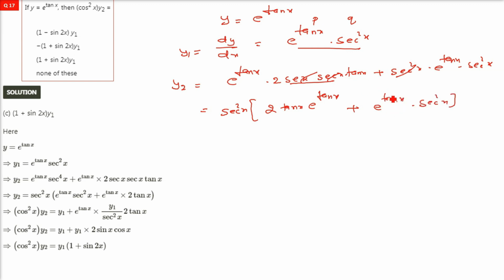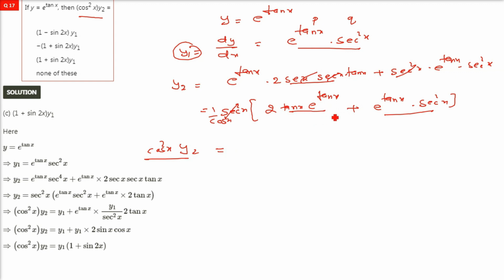Now you might be tempted to ask why are you not taking e raised tan x outside? Because e raised tan x into sec square x is already y1. And this e raised tan x into tan x, so we can just change this also, the first term also. I'll just show you. But whatever is required, this sec square x will go to cos square x when we transfer it on the left hand side. Because sec square x is essentially 1 by cos square x, and we cross multiply it, it is going to be cos square x by 2.